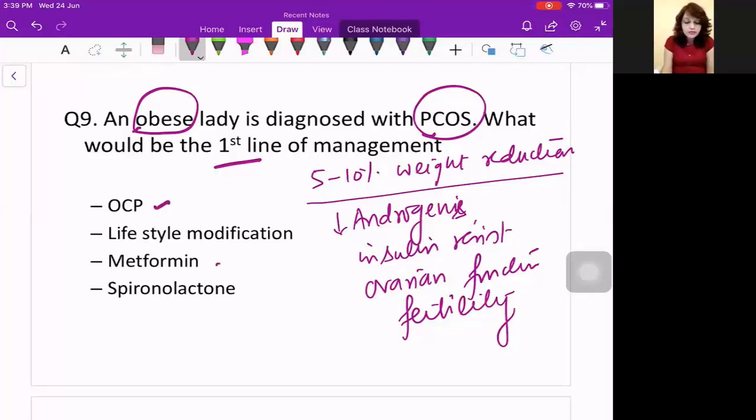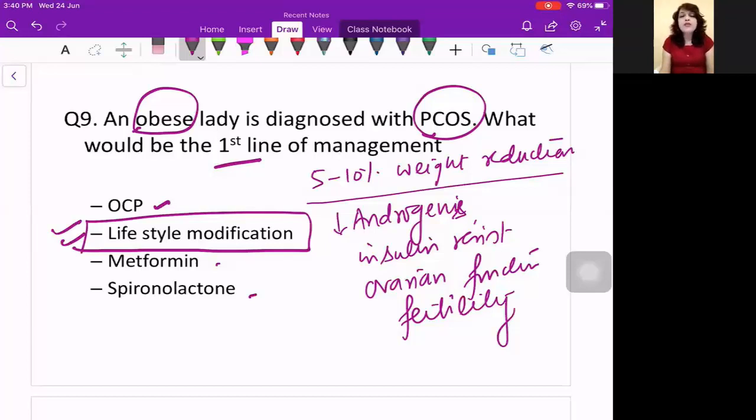Whereas OCP, metformin, spironolactone may be needed, but in this case, it will be second line. First is always the lifestyle modification. Go for brisk walking, do some exercises, change the eating, avoid fatty and carbohydrate-rich food, include more green leafy vegetables, use more intake of liquids and all that. Fine. So sugars, fats, junk foods also to be avoided, and time to time eating habit should be there. Heavy meals should be avoided. So that is what lifestyle modification is.